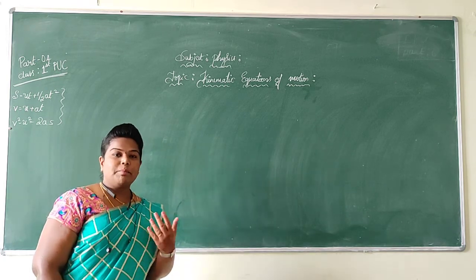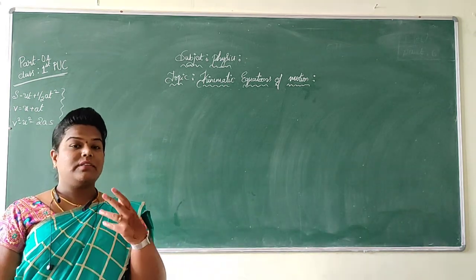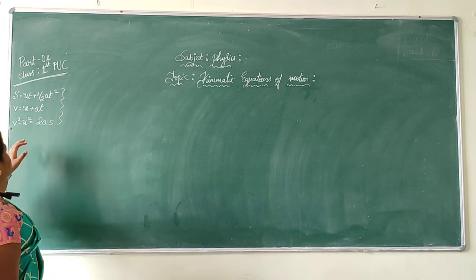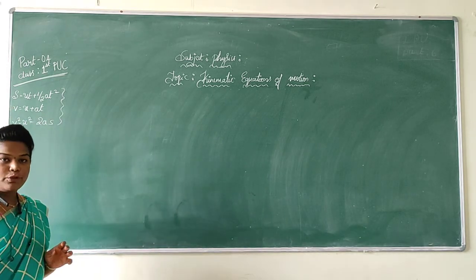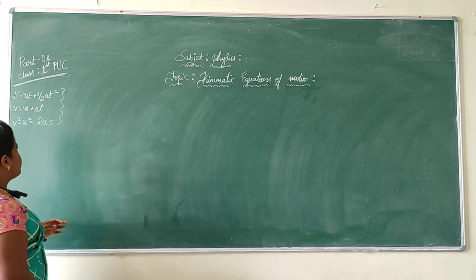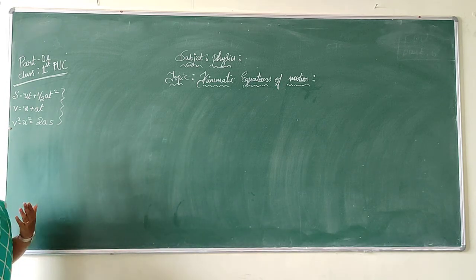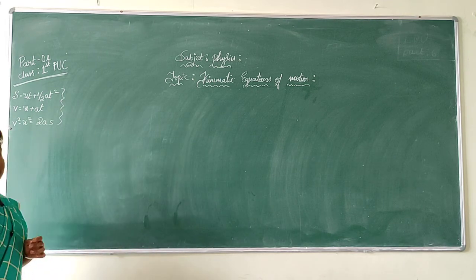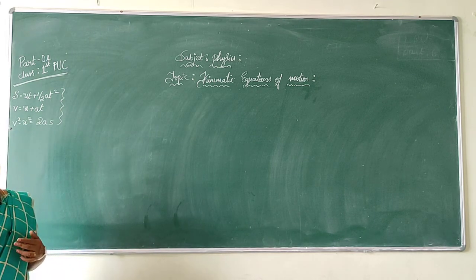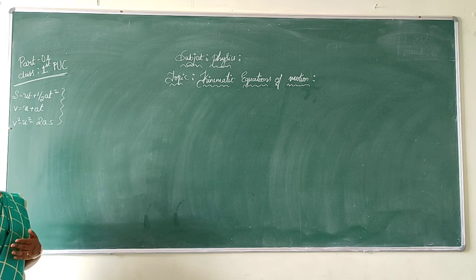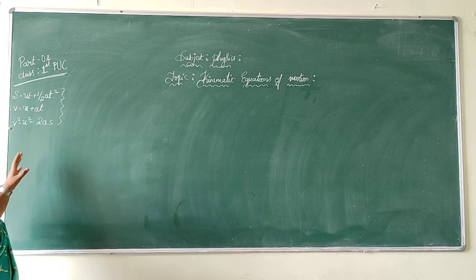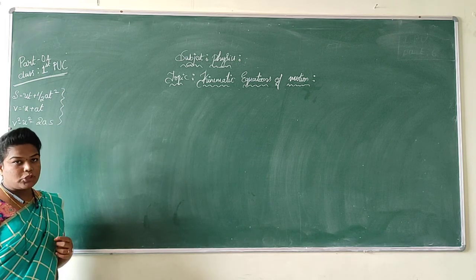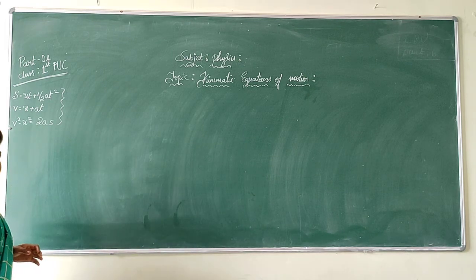As you know, in the previous class I said there are three equations of motion. The first one is S equals ut plus half at square. The second one is v equals u plus at. The third one is v square minus u square equals 2as. Now let us see the terms present in these equations of motion one by one.